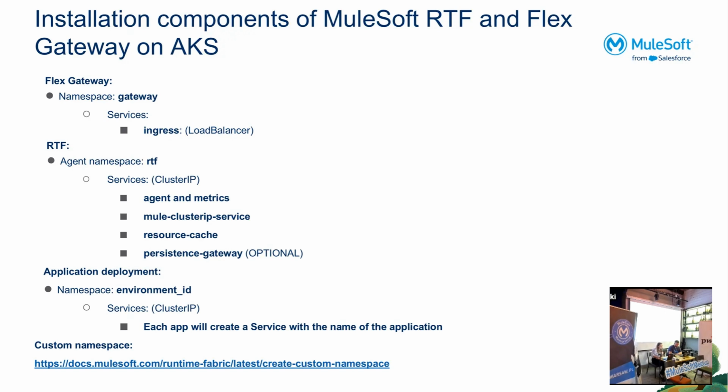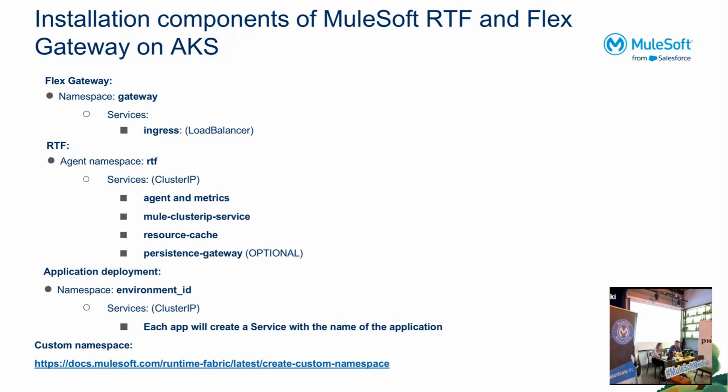But if you want to use persistent object store in Runtime Fabric, then you need to also enable the persistence gateway. This is not something that you can just install on the cluster, because it needs to be connected to a Postgres database. So if you want to use persistent object store, you need to provide a Postgres database first, then you can configure the persistence gateway resource on your Runtime Fabric agent.